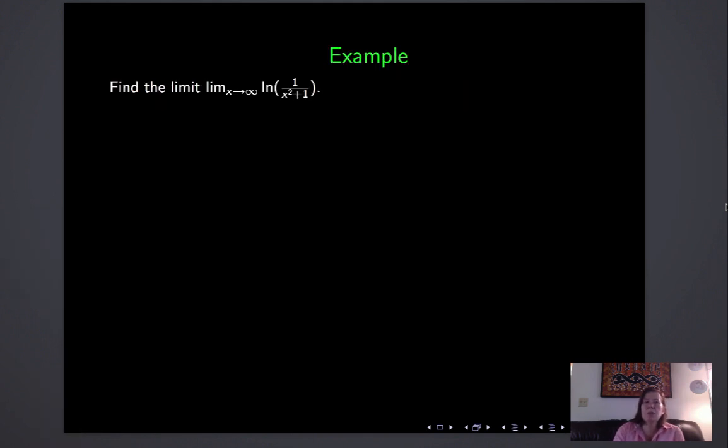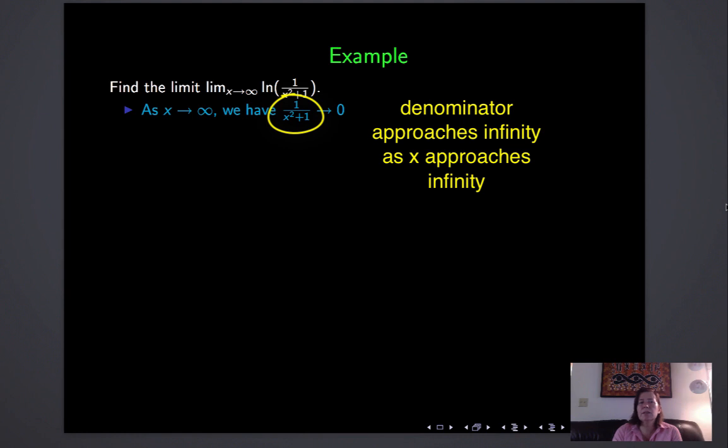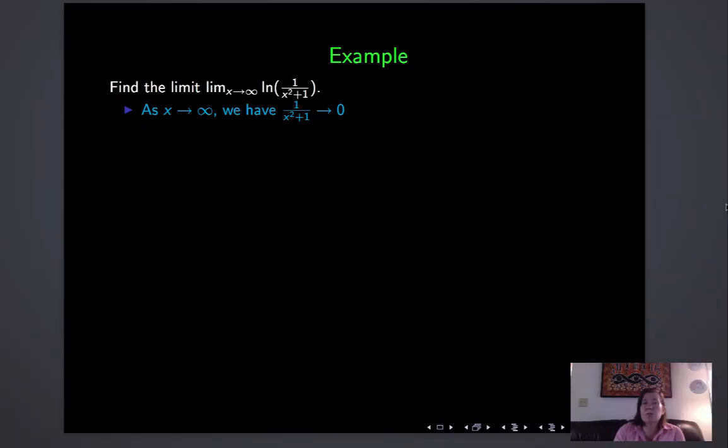Let's look at an example. How would we calculate the limit as x goes to infinity of the natural log of 1 over x squared plus 1? This is the composition of two functions, the function 1 over x squared plus 1, followed by the natural logarithm. The first thing to think about is what happens to the function inside the brackets, 1 over x squared plus 1, as x approaches infinity. Using Calc 1 techniques, we see that x squared plus 1, a polynomial, approaches infinity as x approaches infinity, and therefore 1 over that approaches 0 as x approaches infinity.